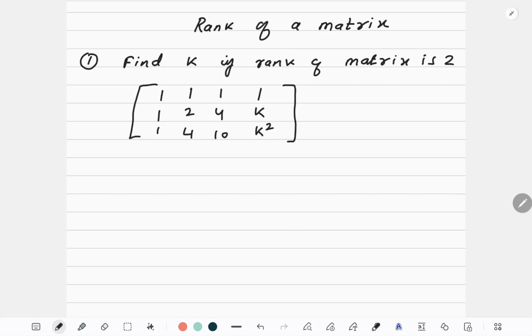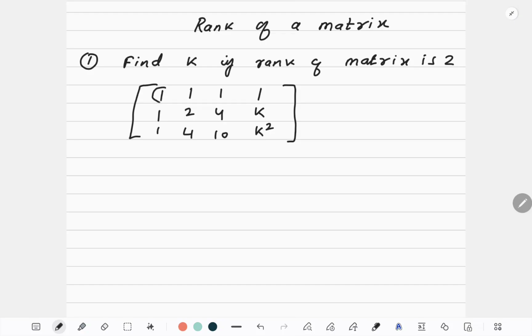Now look at this question. Find k if the rank of the matrix is 2. If the rank of the matrix is 2, what does that mean? I have two non-zero rows, not more than two non-zero rows. My concern here will be to make one row completely zero. Correct? So now let us start.